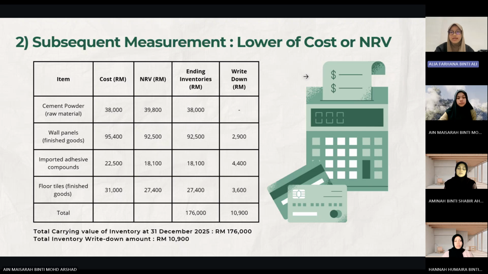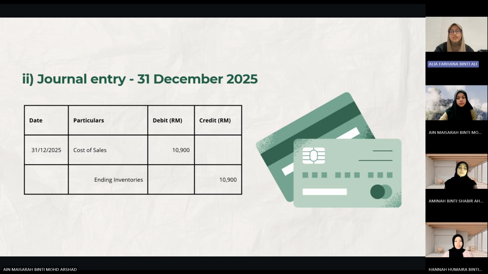For the floor tiles, the cost is 31,000 and the NRV is 27,400. Therefore, the inventory is valued at 27,400 with a write-down of 3,600. So the total ending inventory is 176,000 and the total inventory write-down is 10,900. Next, to record this adjustment, the journal entry is debit cost of sales 10,900 and credit ending inventory 10,900.